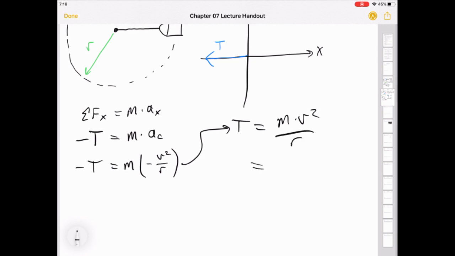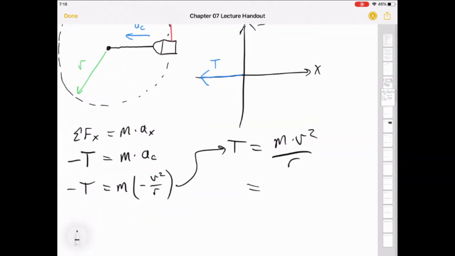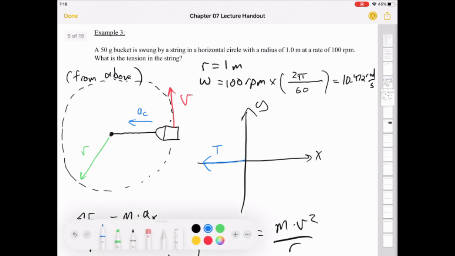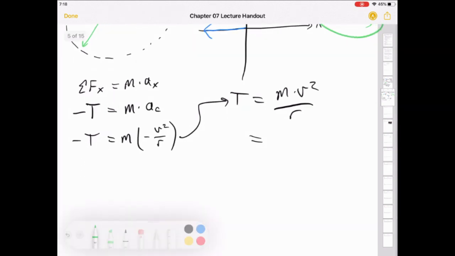And I think I know all those numbers. I think the bucket's 50 grams, and the radius is a meter, and v, I don't know v, but I know omega, right? So let's do that up here. Let's say v is omega times r, and omega is 10.472 radians per second times 1 meter. So that's 10.472 meters per second. You see that? Okay, so we use the radius of 1 meter to change the unit on v.